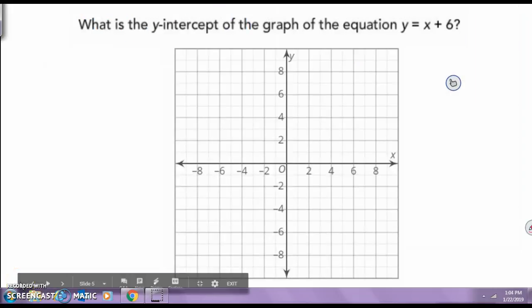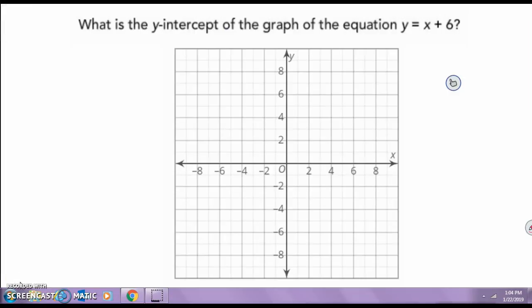What is the y-intercept of the graph of the equation y equals x plus 6? I know that my y-intercept is plus 6, so I'm going to plot positive 6 on the y-axis of my graph. Since this is a positive slope, I'm going to draw a line increasing from left to right through 6.